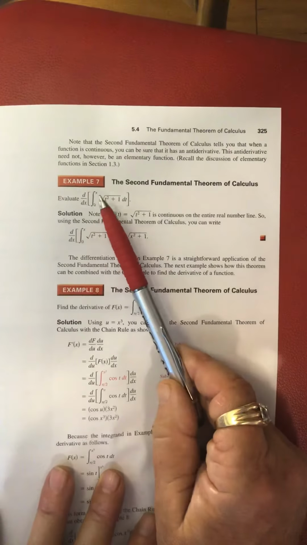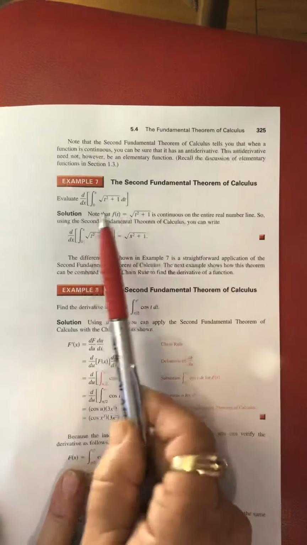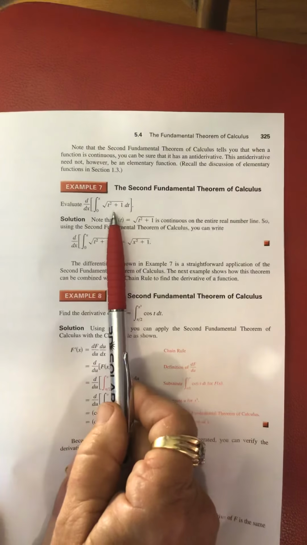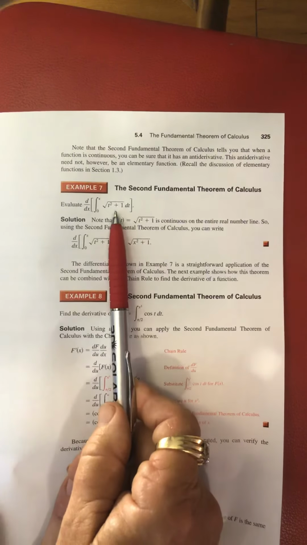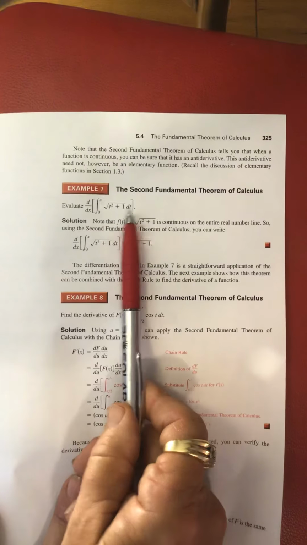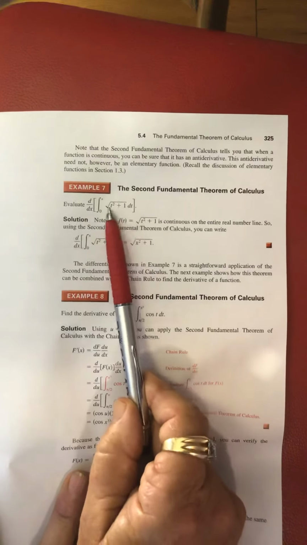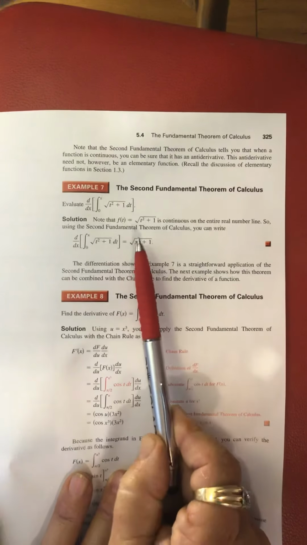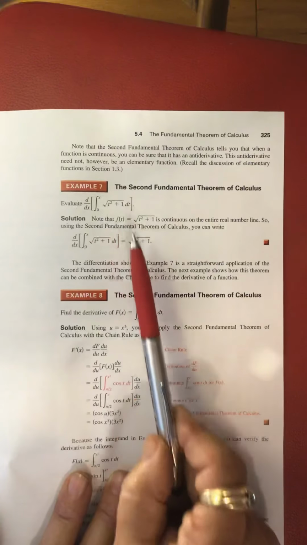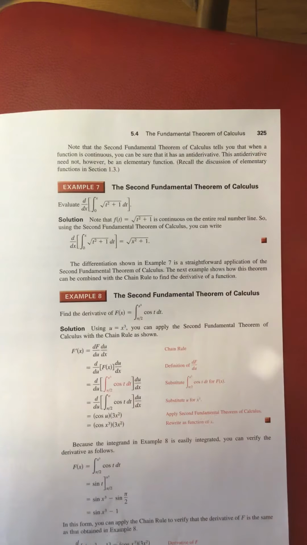The integral from 0 to x of the square root of t squared plus 1 dt. Now, we don't have the tools to do that integral yet. We will later, but we can't do that integral yet. But because this is going to be a function, the second fundamental theorem of calculus tells me that the derivative of that is just the square root of x squared plus 1. It's the derivative of the function evaluated at x.